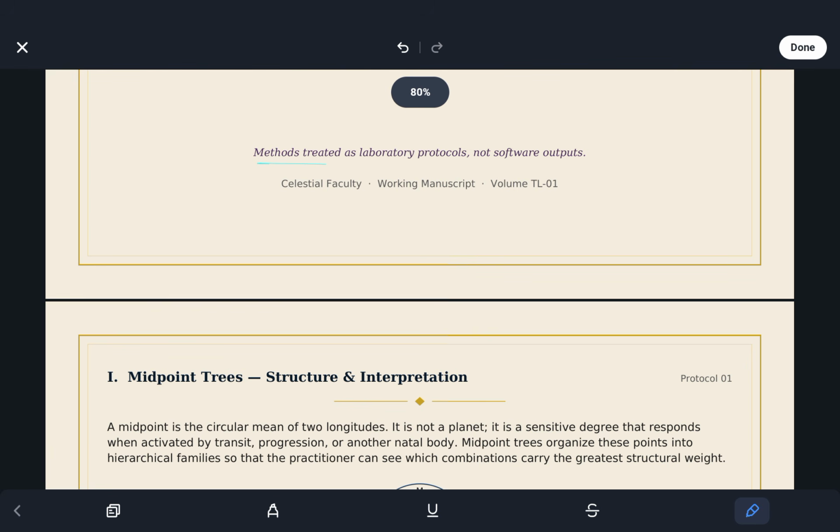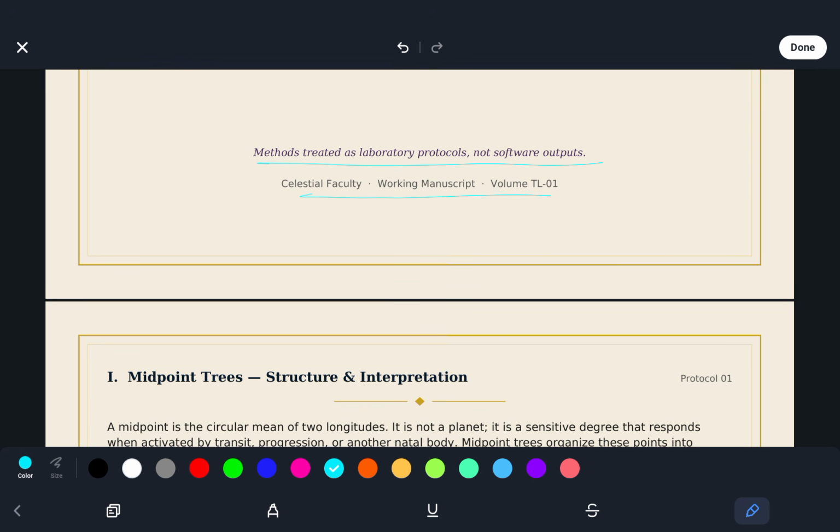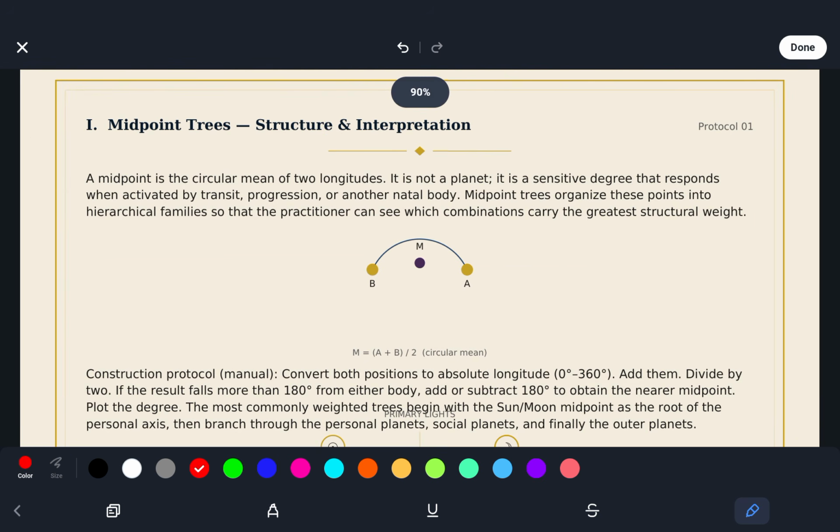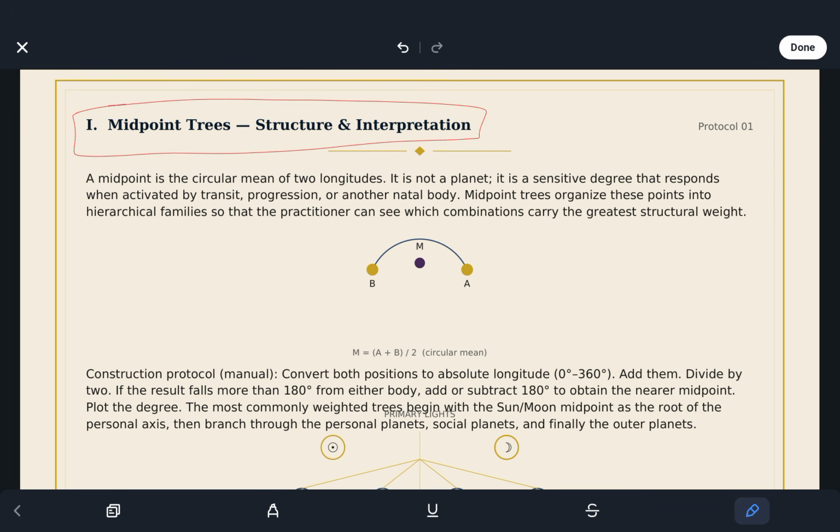Methods are treated as laboratory protocols, not software outputs. We see celestial faculty writing manuscript. So first, we're looking at midpoint trees, structure and interpretation.